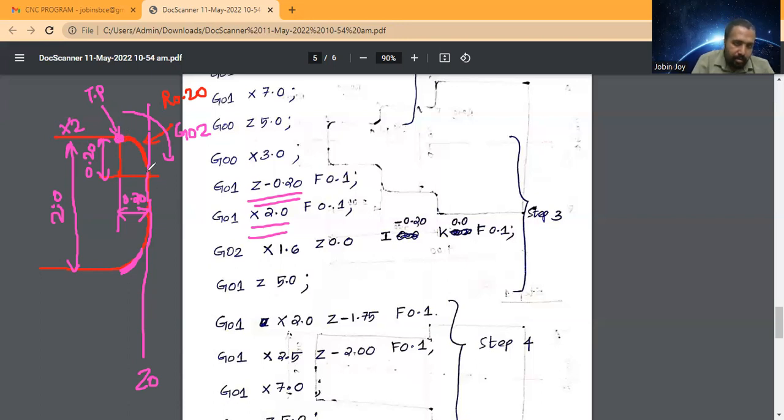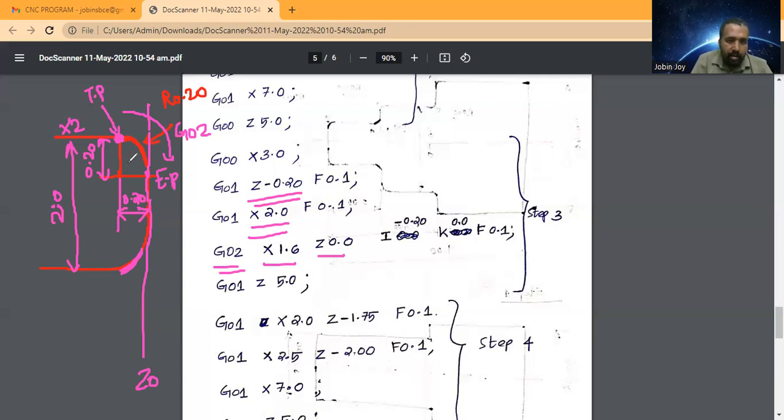So this is the starting point and this is the end point. So the path will be G02. G02 means the circular interpolation in the clockwise direction. So the tool will move in the clockwise direction. Then what is the X value and what is the Z value?